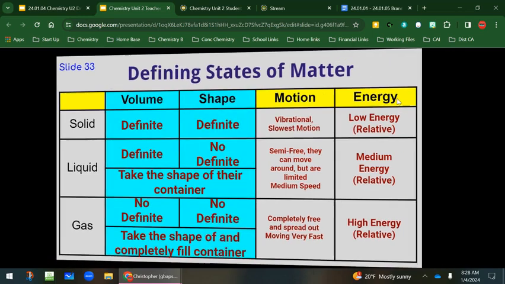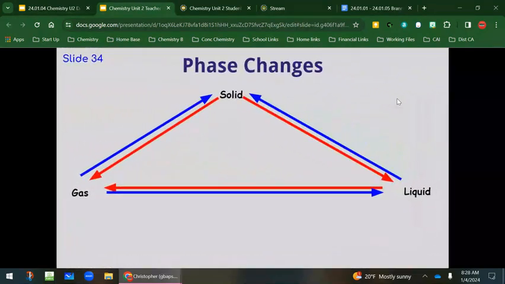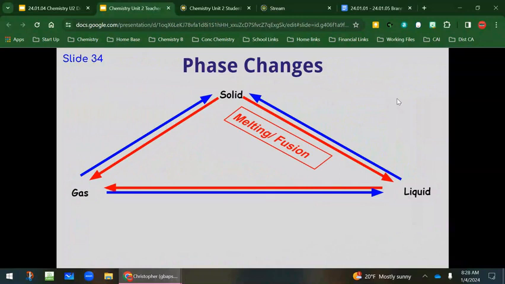Questions? Okay, wonderful. Excellent. Phase changes real quick, ladies and gentlemen. Okay, what do we call going from a solid to a liquid? Melting. By the way, chemistry also uses a special term, fusion. Okay? Fusion means melting. What do we call going from a liquid to a gas? Vaporization or boiling. Either one.